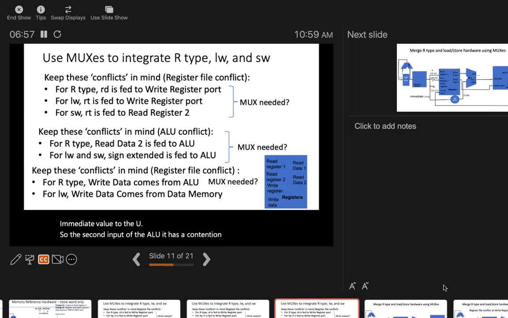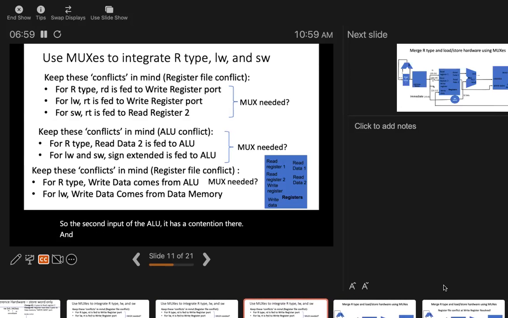And finally, when you're trying to write the data back, there's also contention. For R type, write data comes from the ALU, whereas for load word, write data should come from the data memory. Specifically, I'm talking about this port right here. For R type instruction, write data has to come from the ALU, but for load word, that has to come from the memory. So there's a contention there. So these are the three contentions that you have to resolve.